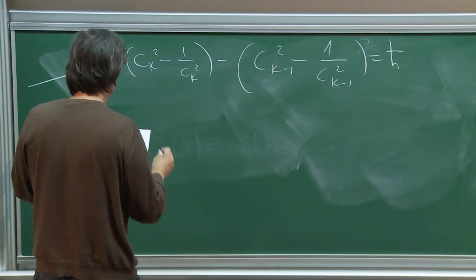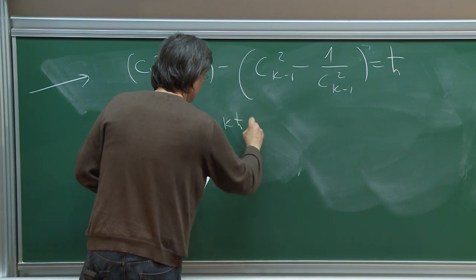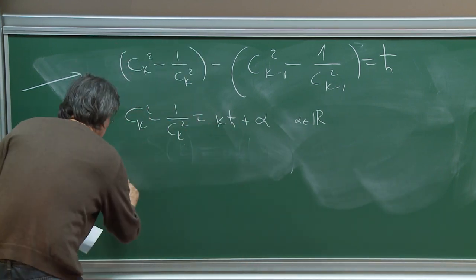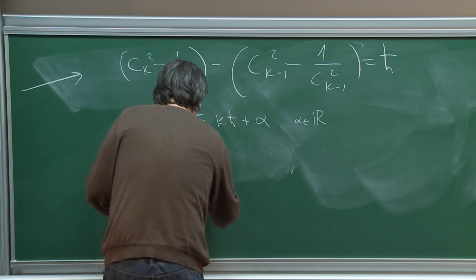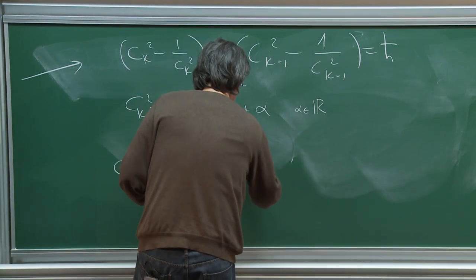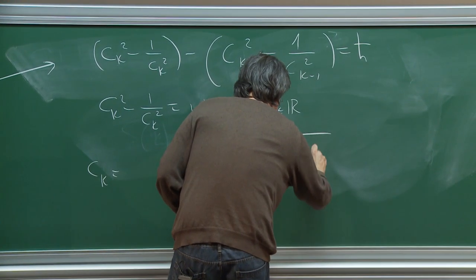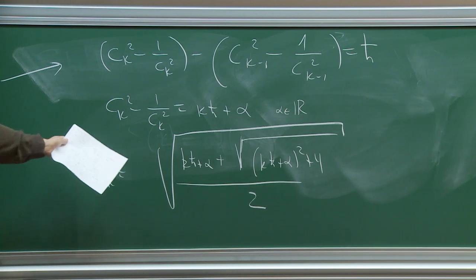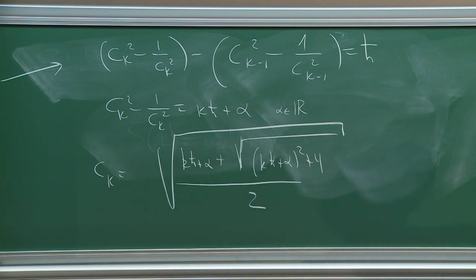And this is very easy to solve. So we see that it equals k h bar plus some constant, some kind of real alpha. And then c_k is the unique positive real solution, where you solve a quadratic equation. So you get an explicit formula for the solution. That's the most basic example.